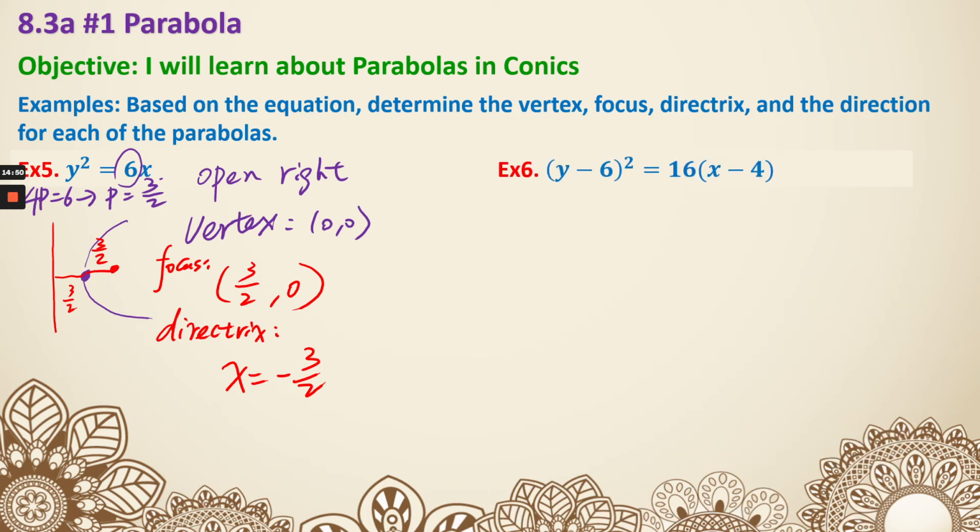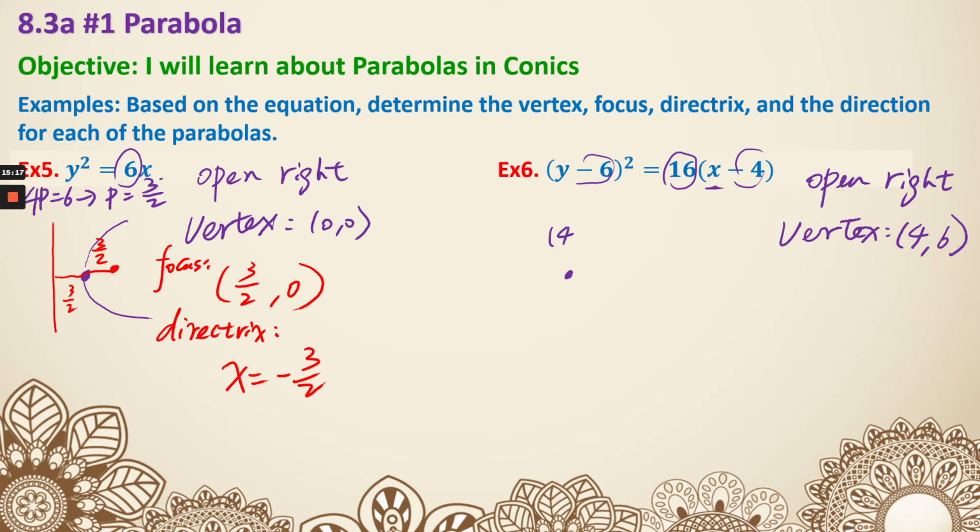Next, example 6. Same thing. Let's start with our vertex and the opening. It's a positive 16. That means it's opening to the right. Also because x doesn't have the square, that means it opens left or right. Next, our vertex is going to be the opposite number that's with x and y. It's a -4, so it's a 4 for x. -6, so it's going to be a +6 for the y. Let's just randomly draw a point representing 4, 6. What do you know, it's opening to the right.